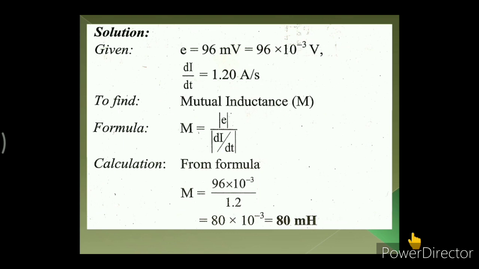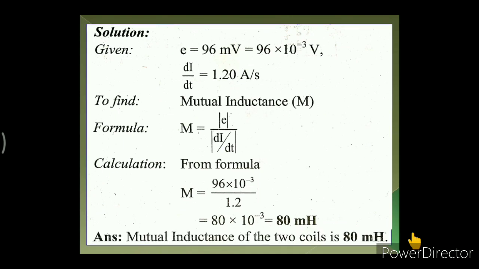This 10 raised to minus 3 we can write as milli, so the value of the mutual inductance is 80 millihenry. And finally, we can write our answer: the mutual inductance of the two coils is 80 millihenry.